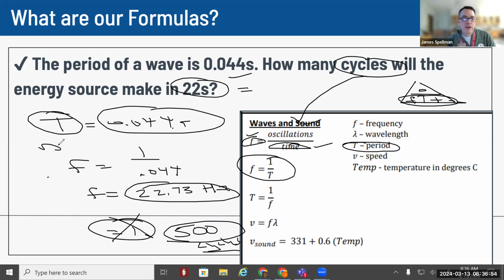Capital T, not time, right? It's the period, which is a time, but it's not the same time as this time. So this is the time that we would use, and like how much total time do we have that we're measuring. This T is the amount of time between each cycle that comes through. So they're both time, but they're slightly different times.